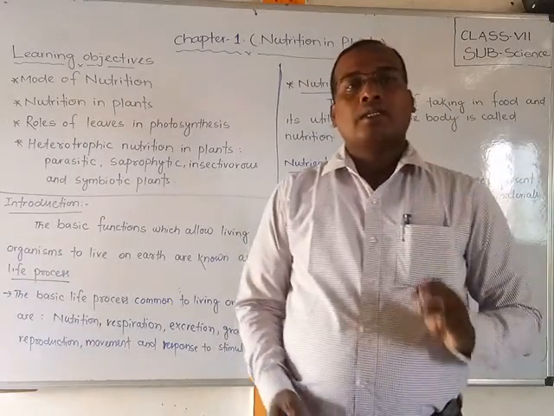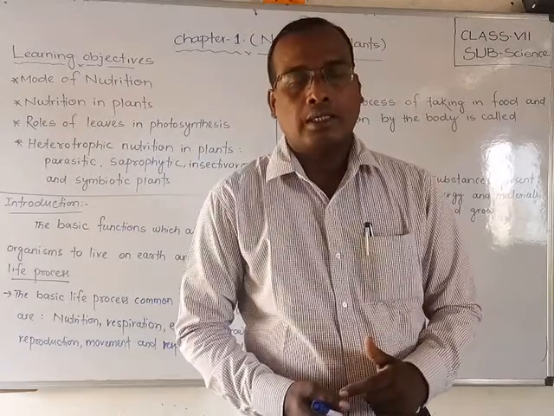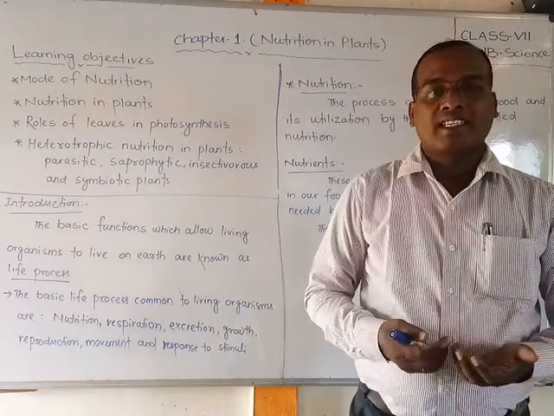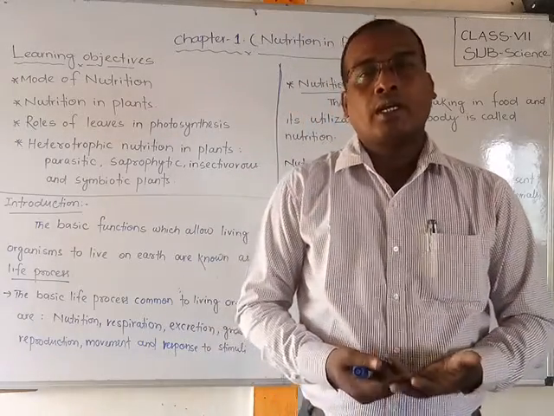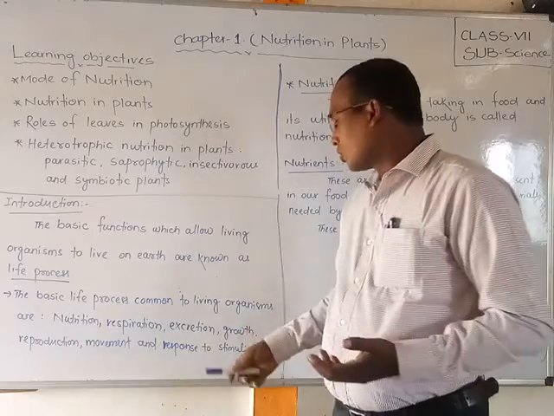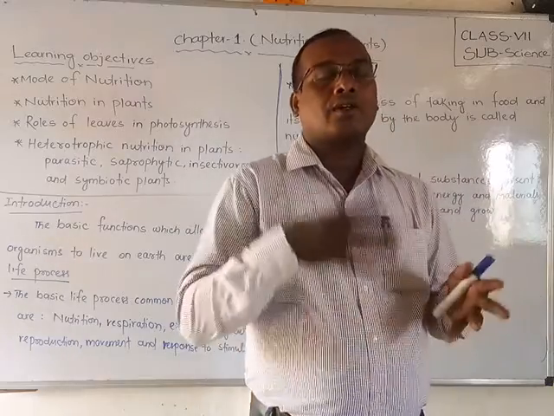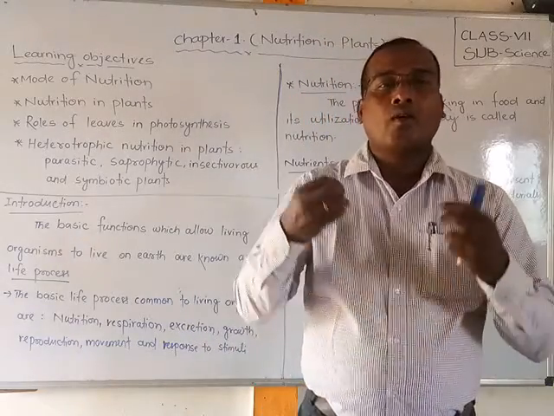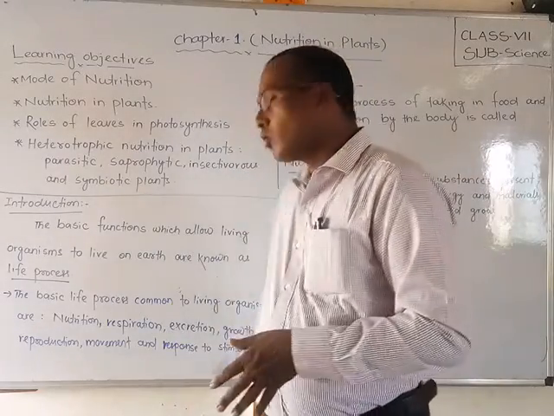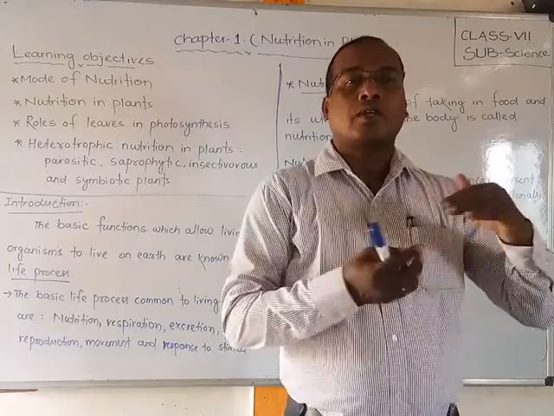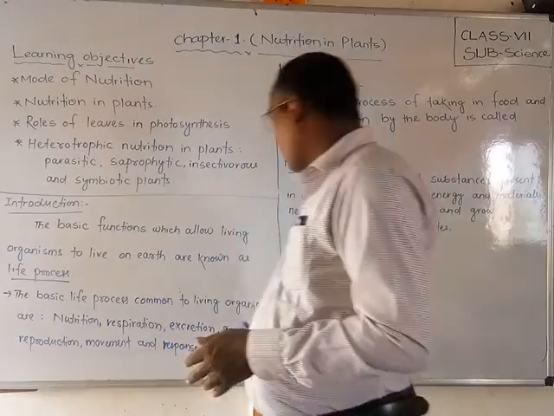Nutrition is very important for living organisms to live on the earth. Next, respiration. Respiration is breathing. Without breathing we cannot exist, we cannot live. Then excretion. Excretion means whatever waste materials come out of our body from what we eat or drink. And growth: we are small, a child, then youth, then old, and then we die. This is one life cycle, and that is called growth.